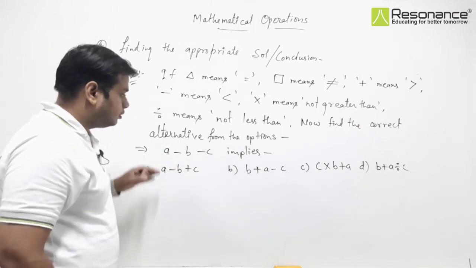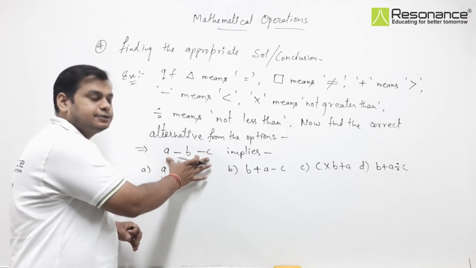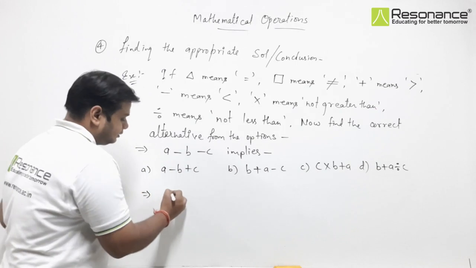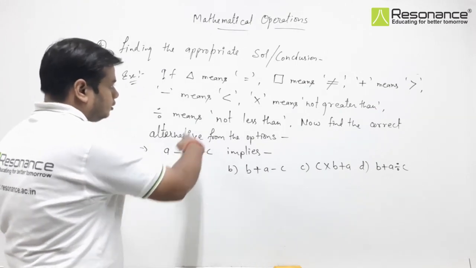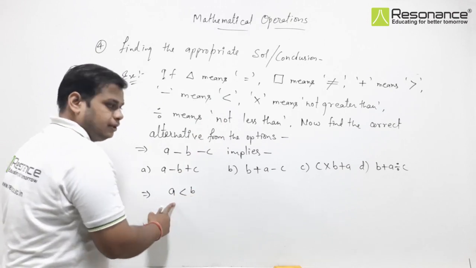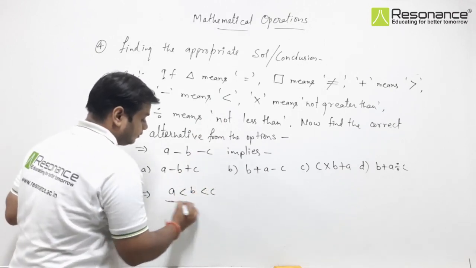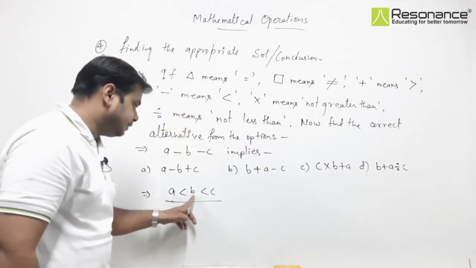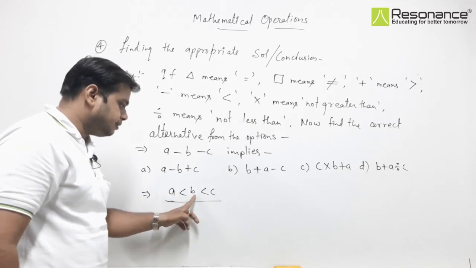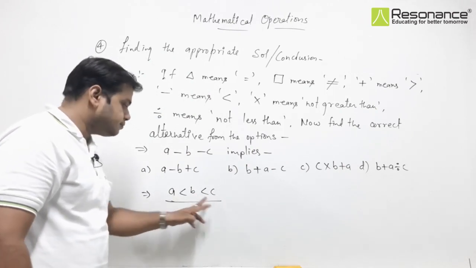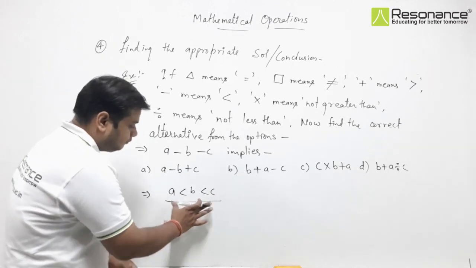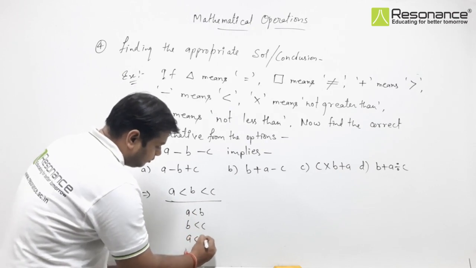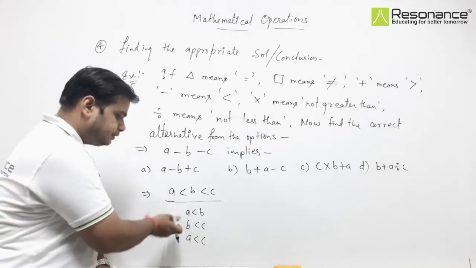Now the condition says A minus B minus C. So first understand this condition. Minus means less than. A is less than B and B is less than C. So this condition should be followed in any kind of option. If A is less than B and B is less than C, then A is also less than C. The meaning of this equation is A is less than B, B is less than C, so A is also less than C.